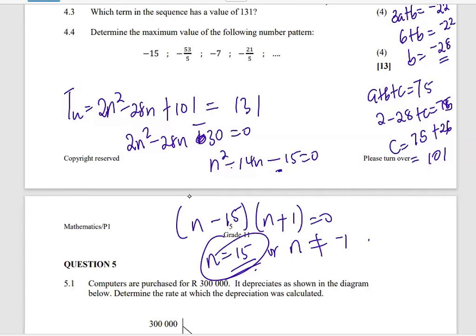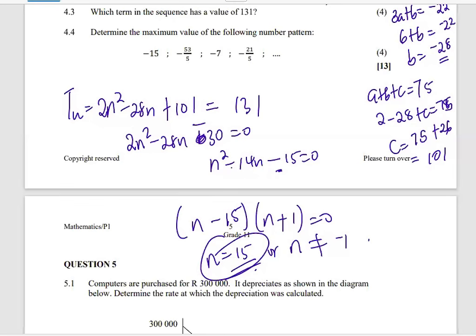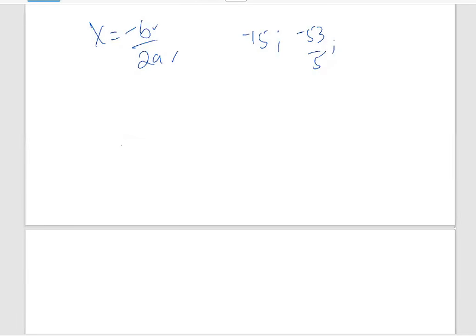Then determine the maximum of the following pattern. It's 4 marks. Whenever you look for a maximum or even a minimum, you need to use the quadratic approach, whereby x is negative b over 2a. So we need to find our a, we need to find our b. And what is the pattern? Negative 15, and then negative 53 over 5, and then negative 7. I think that's enough. Let's subtract there.